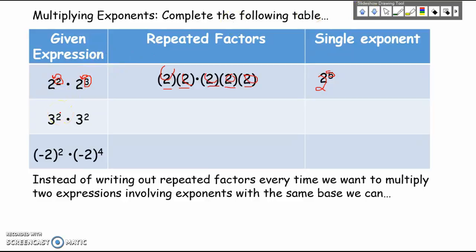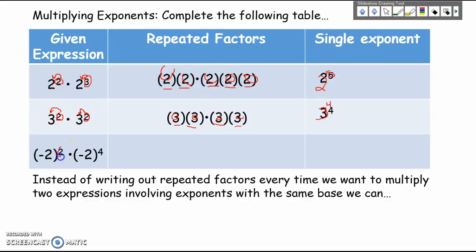Now let's look at this one, our second example. This 2 tells us we're going to write 3 times 3. This 2 tells us we're going to write it out as 3 times 3. So as repeated factors, it will look like this. 3 times 3 times 3 times 3. Once again, what is the number being multiplied over and over again? That's the number 3. That becomes our base. And then the exponent is how many times are we multiplying that number times itself? 1, 2, 3, 4. So the exponent would be 4. So if we're going to write that as a single exponent, it will look like 3 to the 4th power. Beautiful.